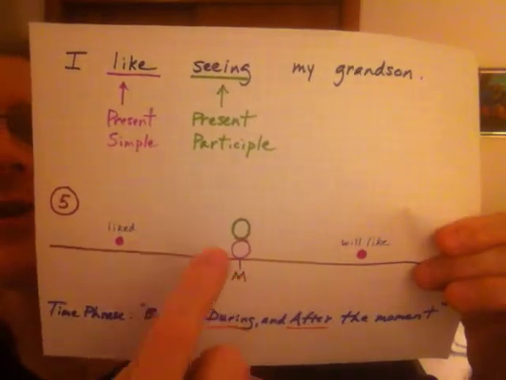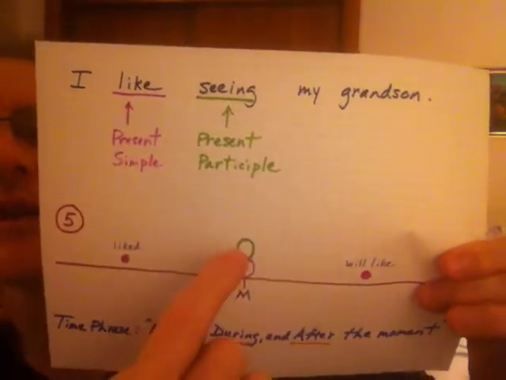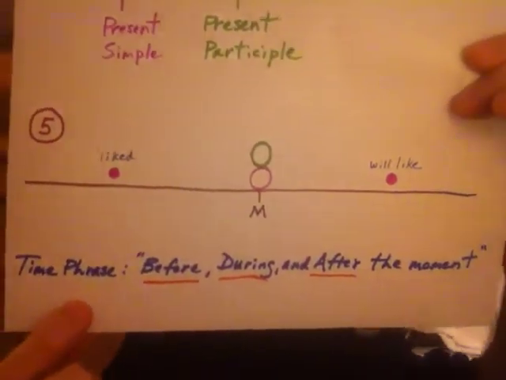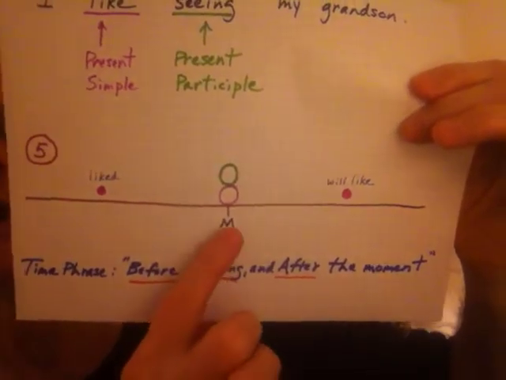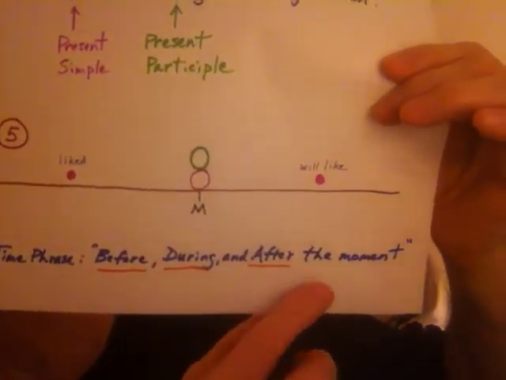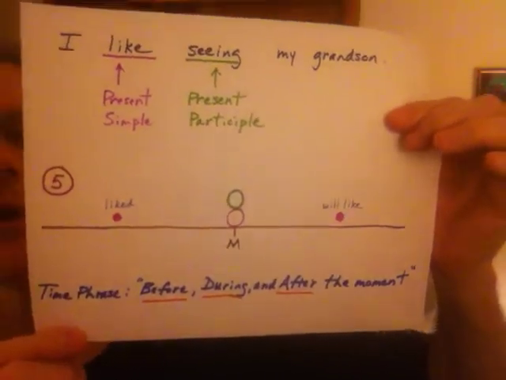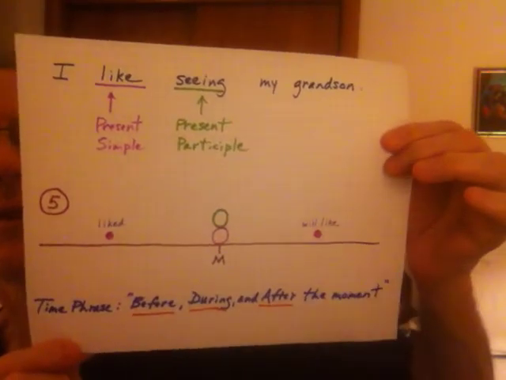we're at the moment of speech. I like, at the moment of speech, seeing, because seeing now, the present participle suggests a wider timeline, all right? So the key words in your time phrase then would be before, during, all right, and after the moment. Here we have before, during, and after the moment. You can look at that for a while and see where I'm coming from, but this is how I mentally envision these tense infinitive puzzles.